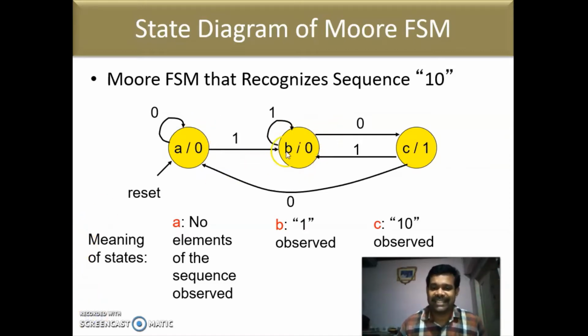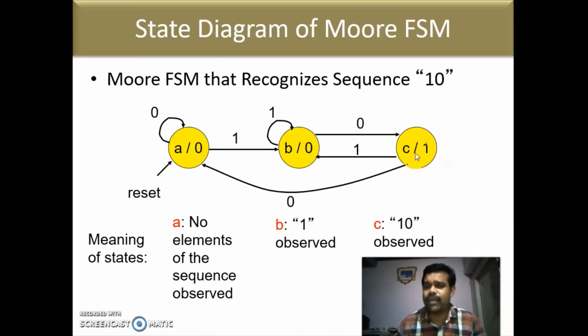It is going to the next state B, and the output is 0. Why? Because we have not recognized the entire sequence. Next it is receiving a 1. So next we have to recognize a 0, but we have received a 1, so it is in the same state B. Then we are getting a 0, so it is going to state C. And since we have recognized the entire sequence, the output is changed to 1.